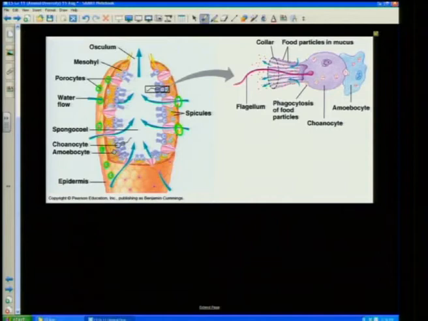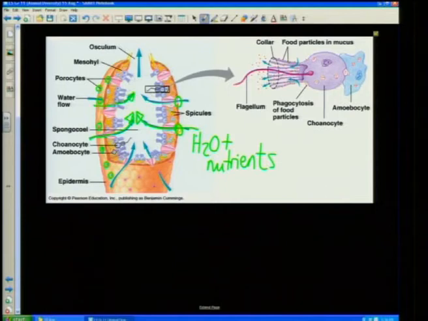So what happens here is that water is drawn into these pores, water, H2O, plus nutrients. That's how these animals feed. What they do is they filter this water, and they filter all the nutrients out. And all of this water now is drawn into a cavity, and then whenever there's a bit of contraction taking place, this water will then leave the sponge again. So this is like a water filtering system of the water in the ocean.